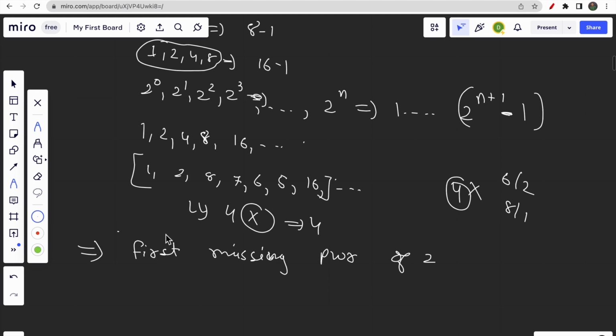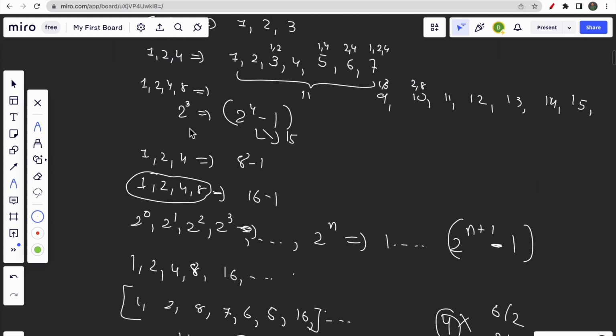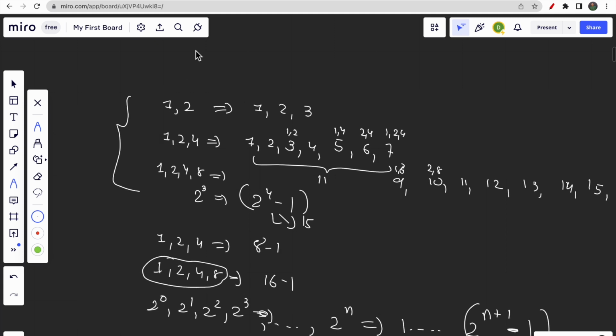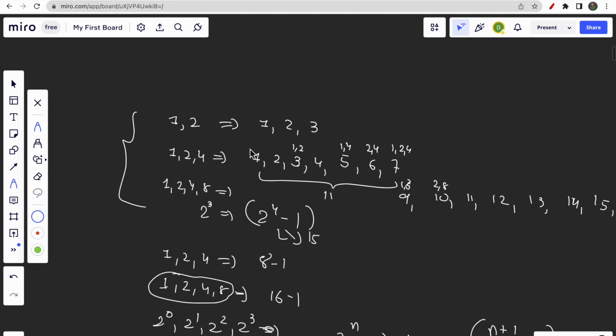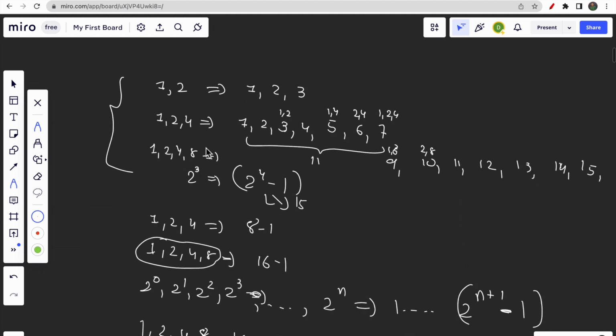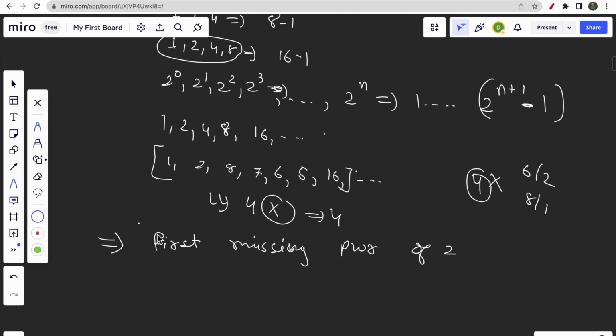Simple as that. So this is how, based on this intuition, if you have 1 2, then you can produce all the elements up to 4 but not 4, then with 1 2 4 up to 7, with 1 2 4 8 up to 15. So based on this intuition, we have derived this solution that the first missing power of 2 would be our answer. I hope you guys understood what we are talking about here.